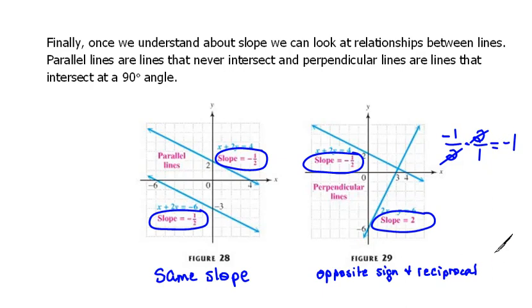But this is what we have to remember. For two lines to be parallel, they have to have the same slope. For two lines to be perpendicular, they have to have the opposite sign, and they must be reciprocals of each other. That's the key.